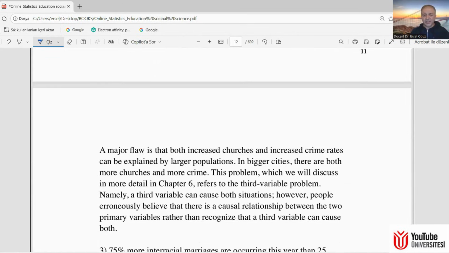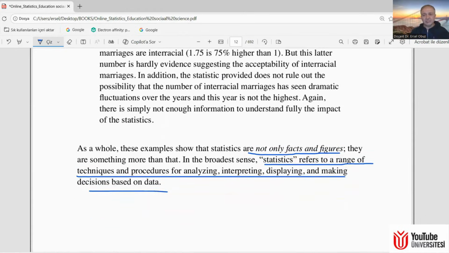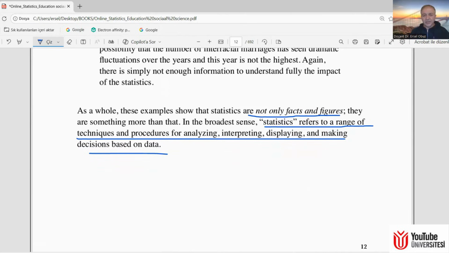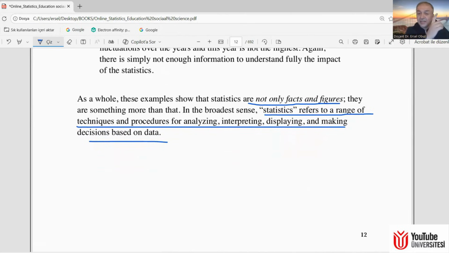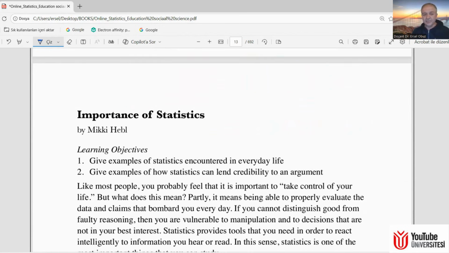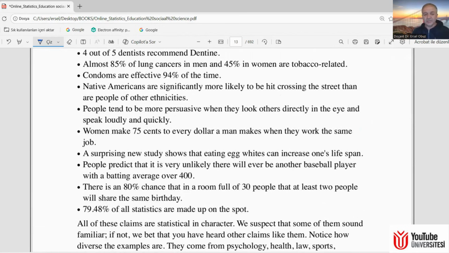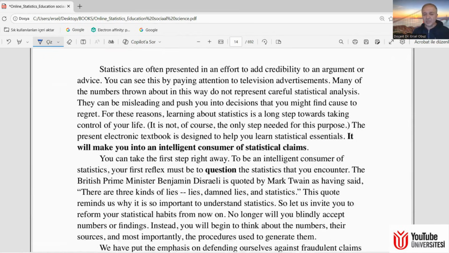There are some more examples here, which are not very important. However, we should understand statistics are not only facts and figures. They are something more than that. So there is another dimension to it. Statistics refers to a range of techniques and procedures for analyzing, interpreting, displaying, and making decisions based on the available data. Okay.